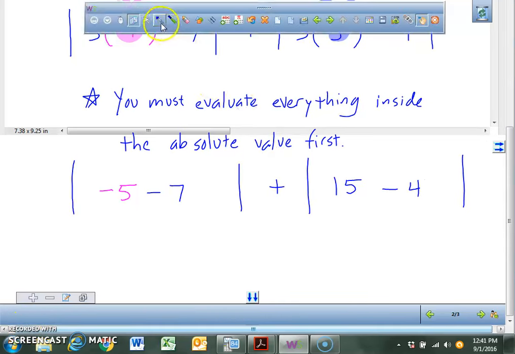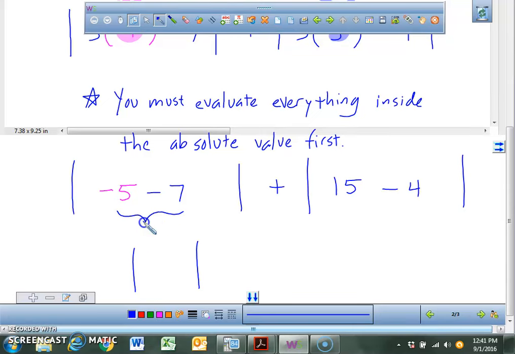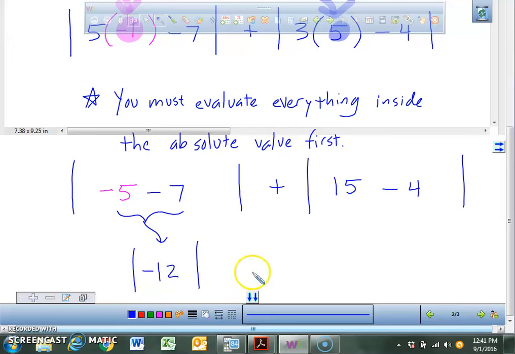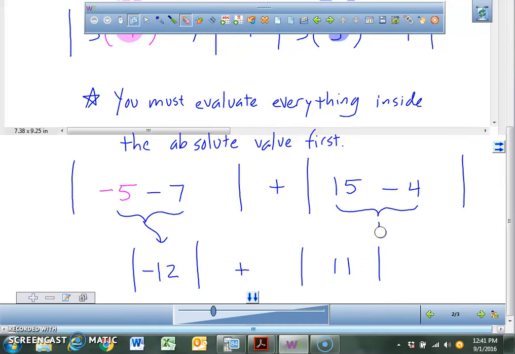Alright, so what we're going to do next is look at this right here. What is -5 minus 7? What does that become? -12. Very good. Plus, now we have to evaluate 15 minus 4. Put that inside absolute value bars. That's an 11. Very good. Here, I'll make the arrow a little bit better there.